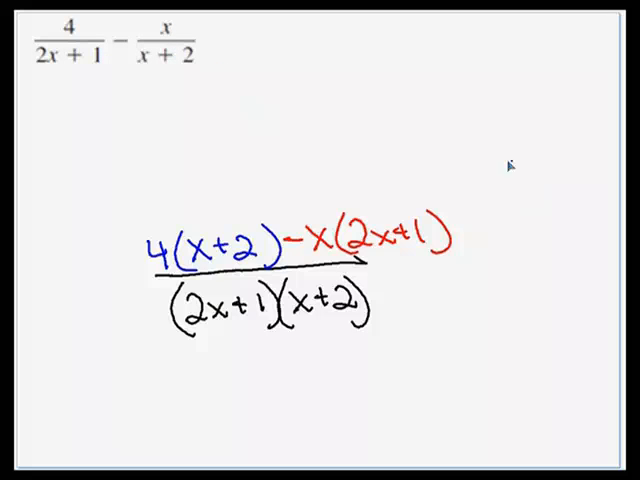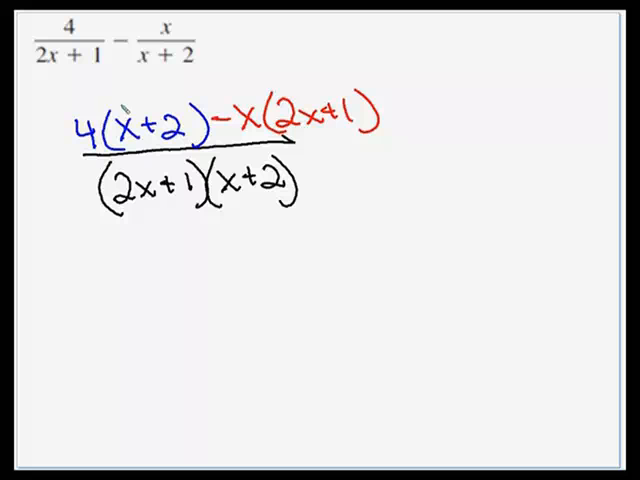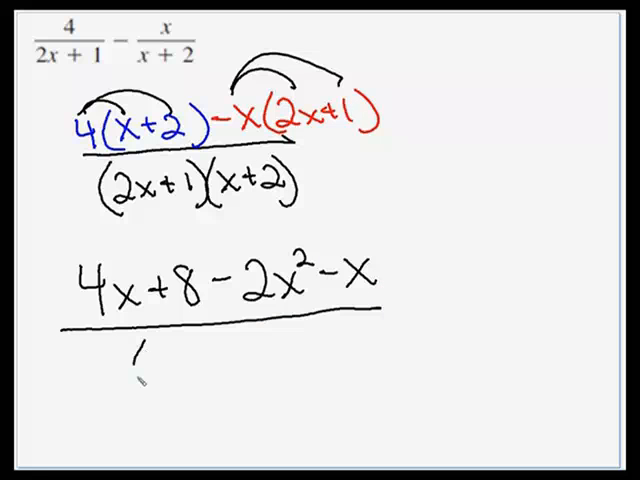Now we're just going to distribute in the numerator and collect like terms, and we should be done. So distribute the 4. 4x plus 8. Distribute the minus x. Minus x times minus 2x is minus 2x squared. And minus x times 1 is minus x. And that is all over our common denominator.